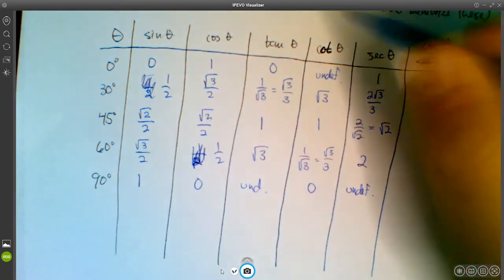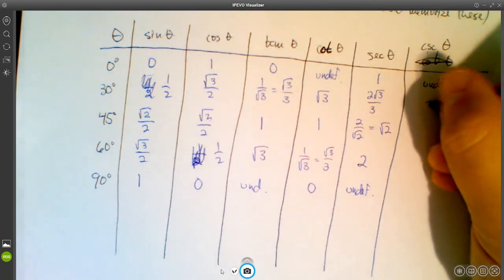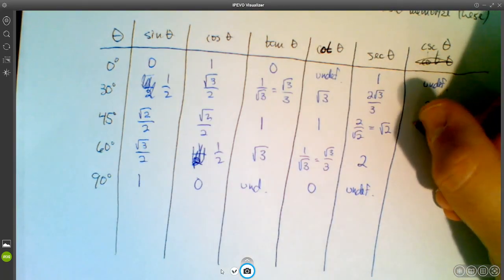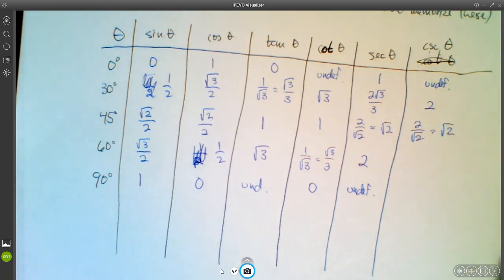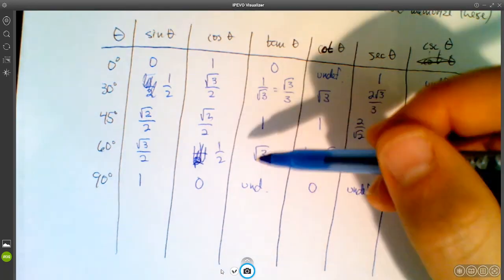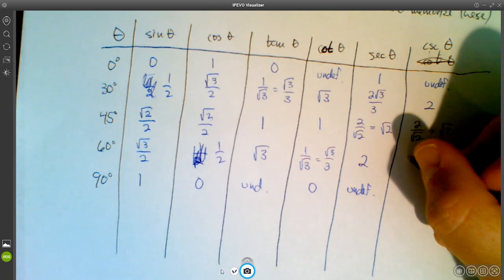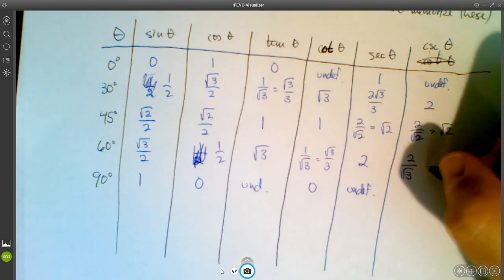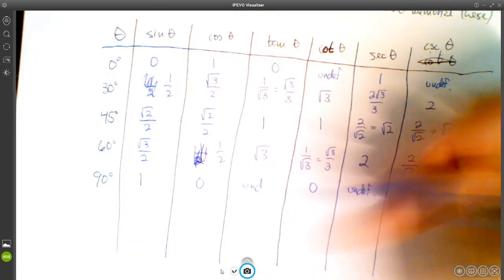And then for cosecant, cosecant is 1 over sine, right? 1 over 0 is undefined. 1 over 1/2 is 2. 1 over root 2 over 2 is 2 over root 2, which is the same thing as root 2. 1 over root 3 over 2 is 2 over root 3, which if you rationalize, that's 2 root 3 over 3. And then 1 over 1 is 1.